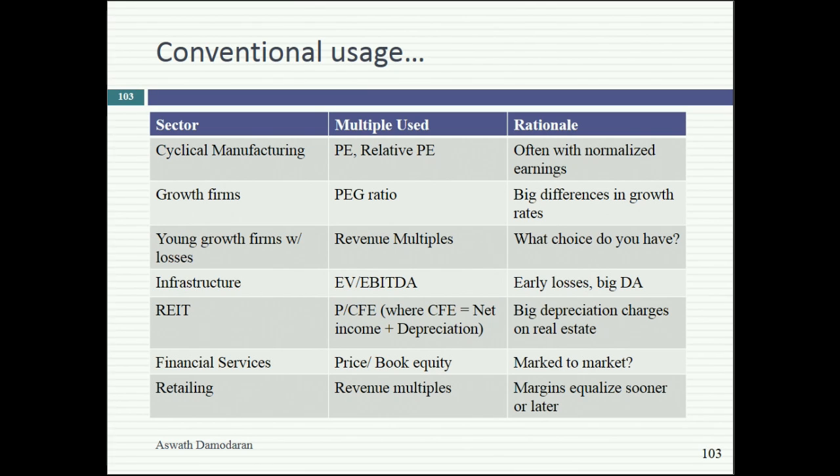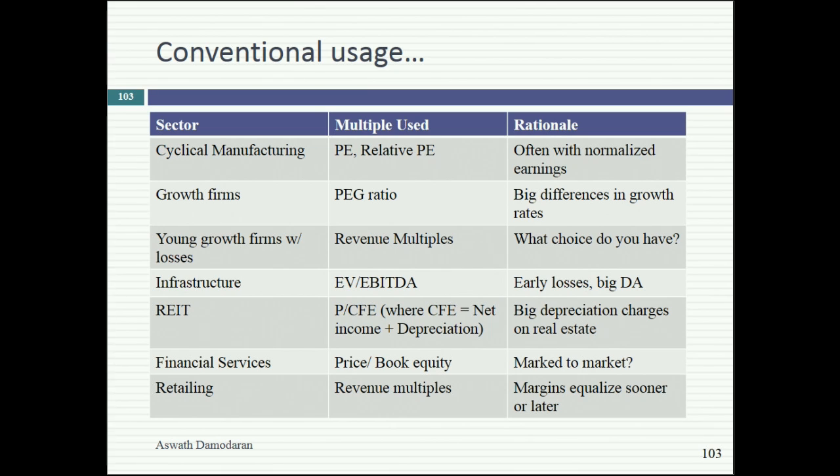When I looked at cyclical manufacturing companies, automobiles, steel, etc., I saw a lot of PE ratios using what's called normalized earnings. Sounds fancy, but they take average earnings across a cycle, and they said this company looks cheap because it's trading at 5 times average earnings over the last 5 years. When I looked at young growth firms, a lot of PEG ratios, because that, at least in their minds, meant that they were controlling for growth. When I looked at young growth firms with losses, like social media companies, a lot of revenue multiples. Why? Because that's the only number that was positive.